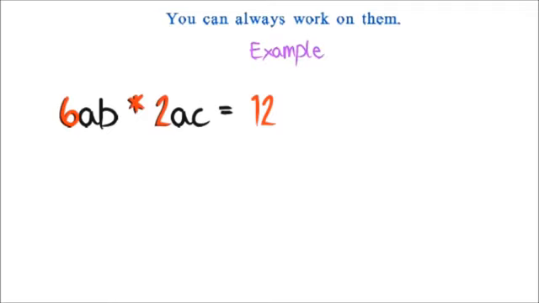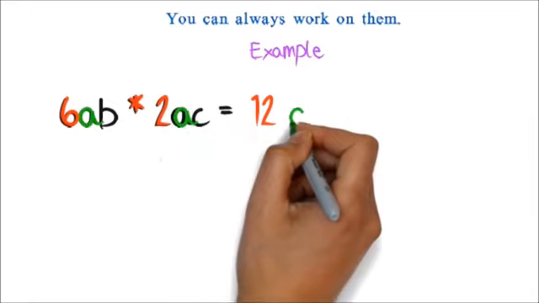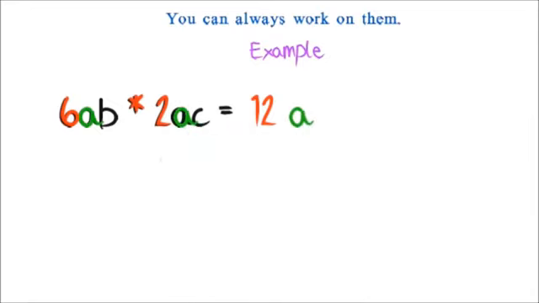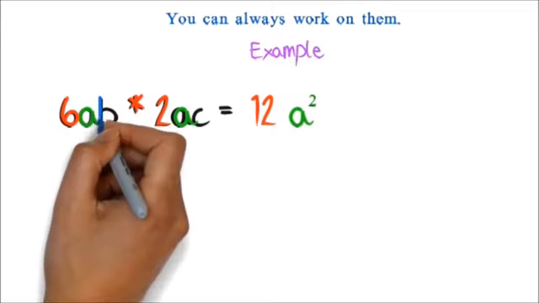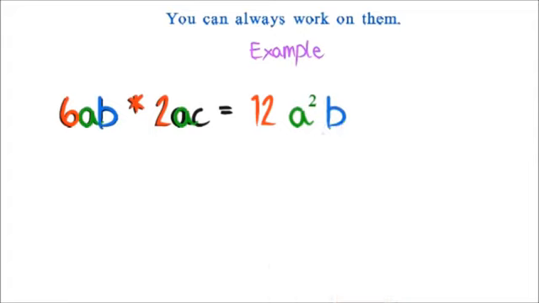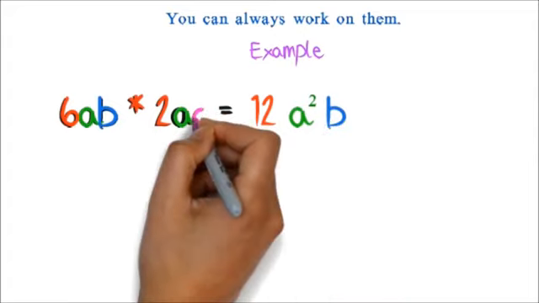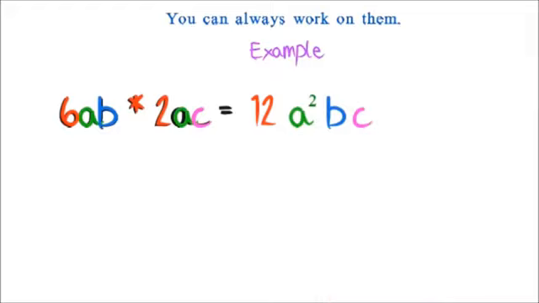Now for the letters. We just look at the number of occurrences. Here, we can see that there are 2 a's. So we have a exponent 2. There is just one b, so we have b here. And we also have one c. Easy, right? Let's try these.